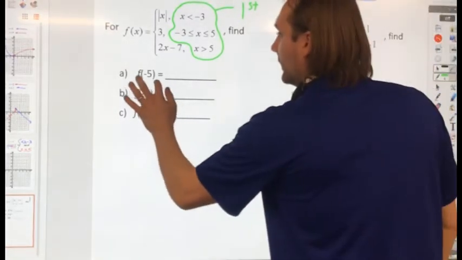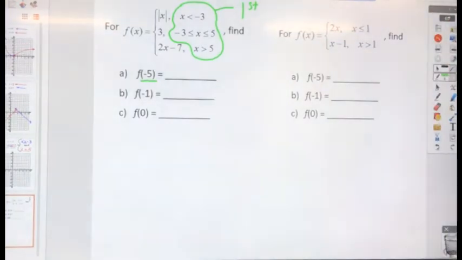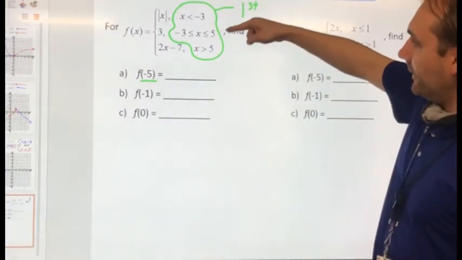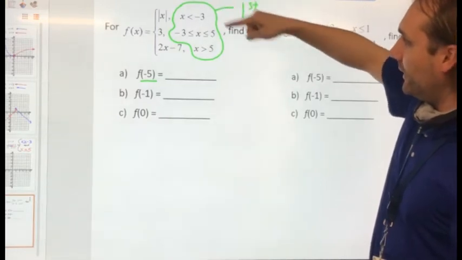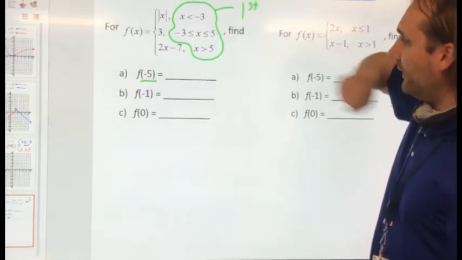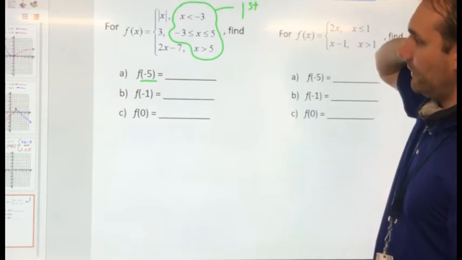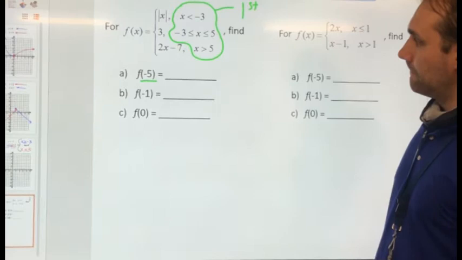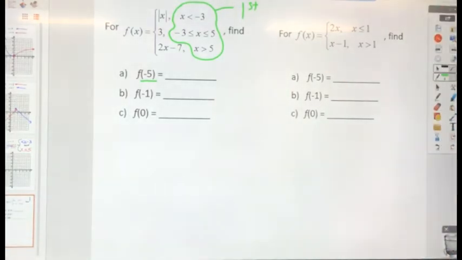So when I'm looking at f of negative 5, I need to ask myself this question. Where does negative 5 fit within this inequality? Is it less than negative 3? Is it between negative 3 and 5? Or is it greater than 5? Where does it fit? Which of these inequalities satisfies negative 5?